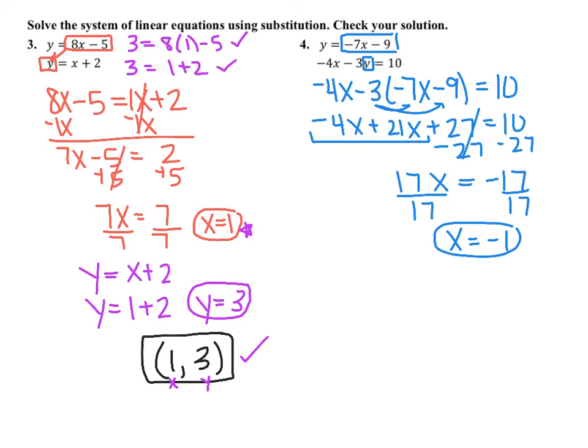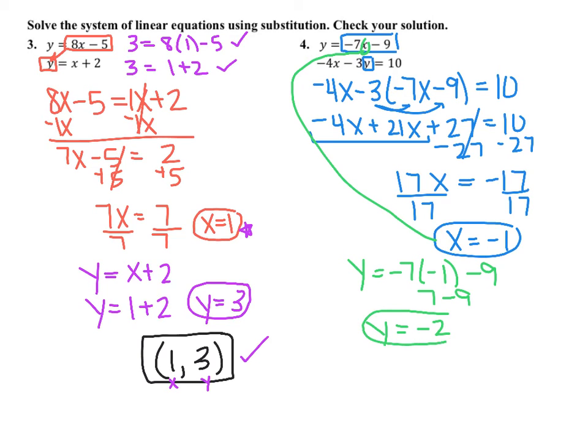Once I find x, I plug x back in, right, so I'm going to substitute that negative 1 in for x so that I can find y. So I know y is negative 7 times negative 1 minus 9, which is just 7 minus 9, or negative 2. Always remember to write my final answer as an ordered pair. So x is negative 1 and y is negative 2.